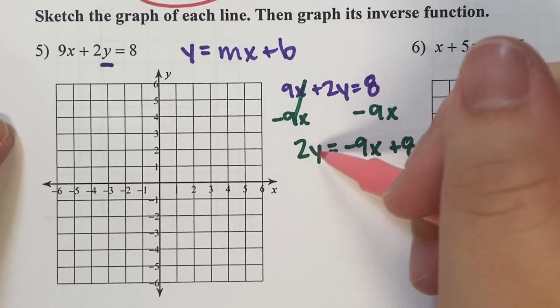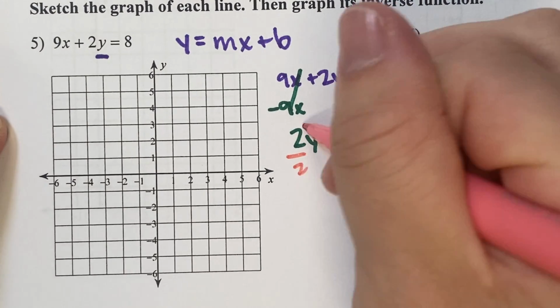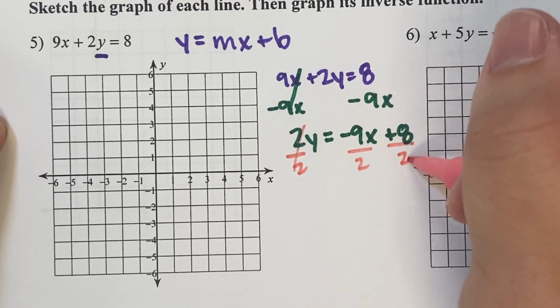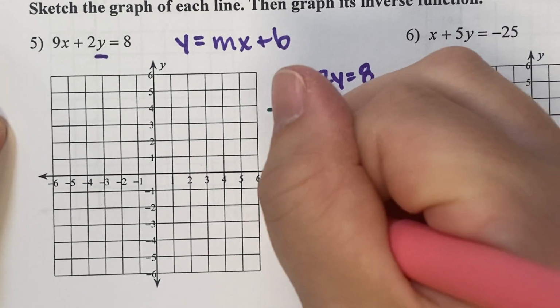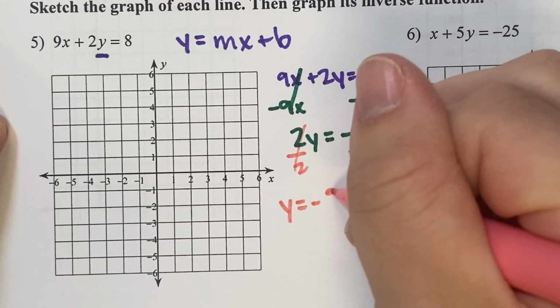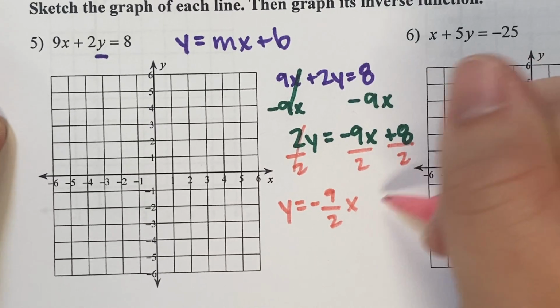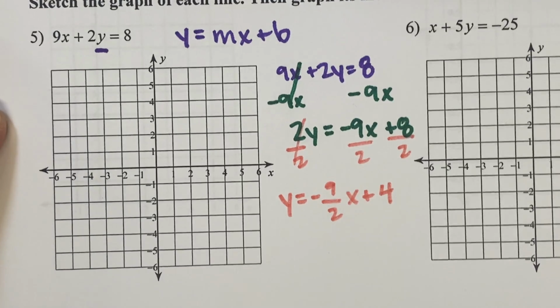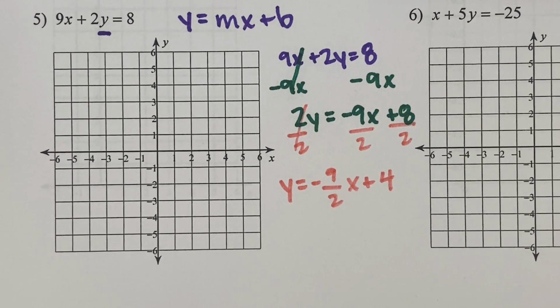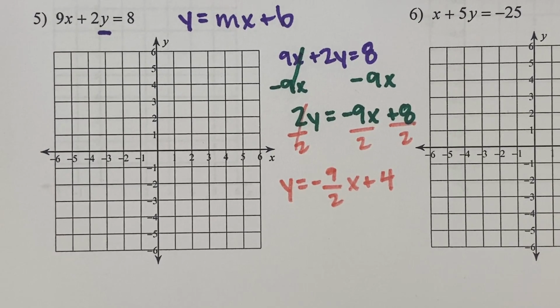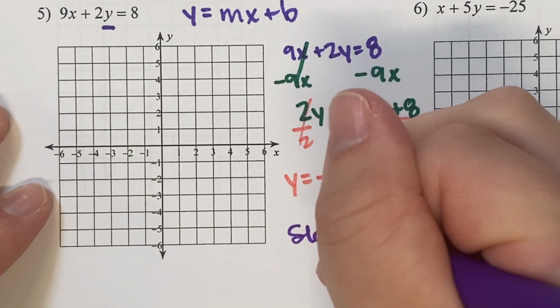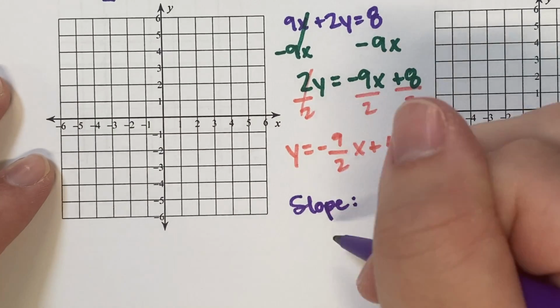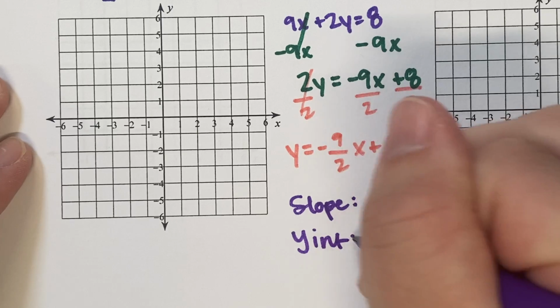Okay, last step, to get y by itself, we divide by 2 to each term. So now I have y equals negative 9 over 2x, and 8 divided by 2 is positive 4. Okay, so now that it's in slope-intercept form, we are then going to identify the slope and the y-intercept in order to graph this guy.